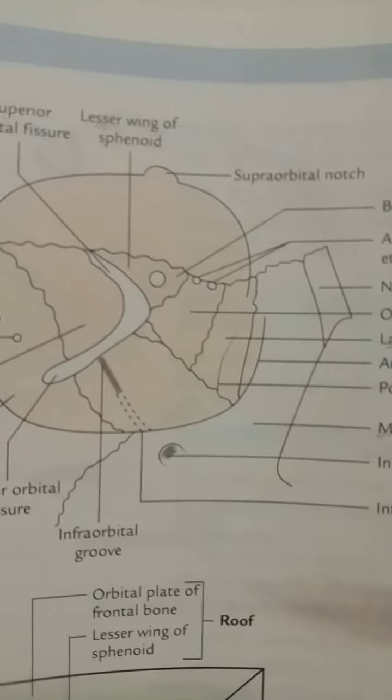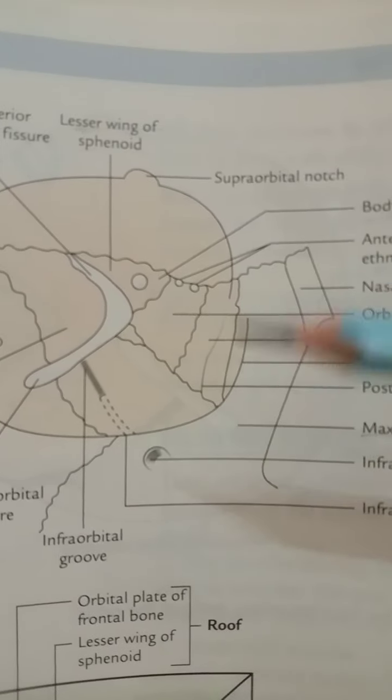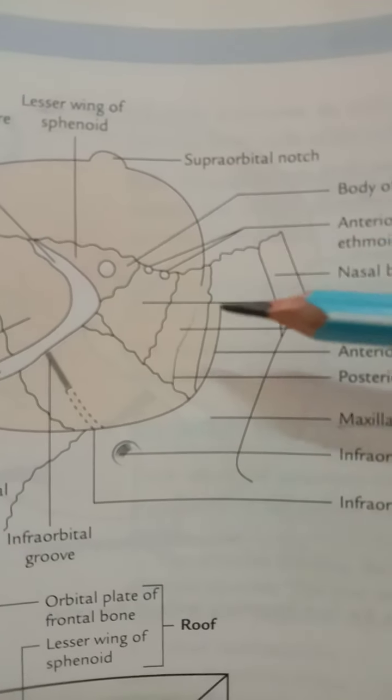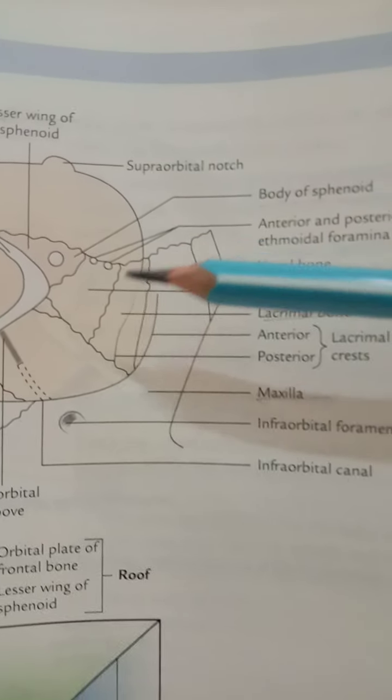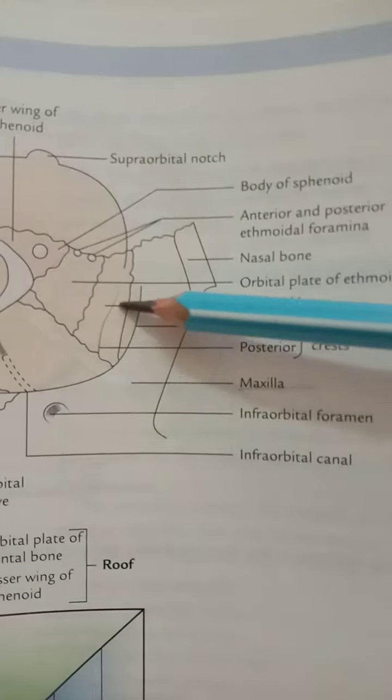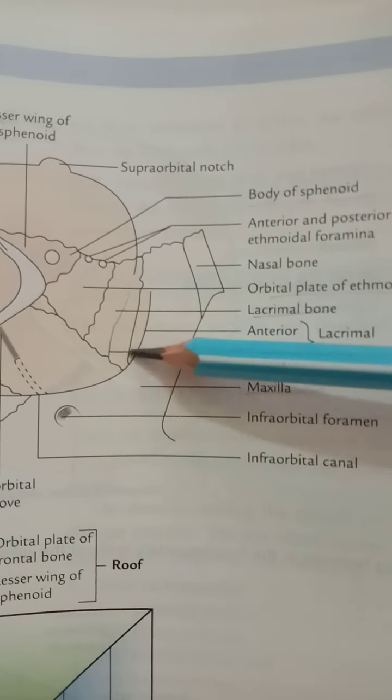So let's see first the medial wall. In the medial wall, the lacrimal bone is present. Here you can see the lacrimal bone, and here the lacrimal fossa is present, this one.